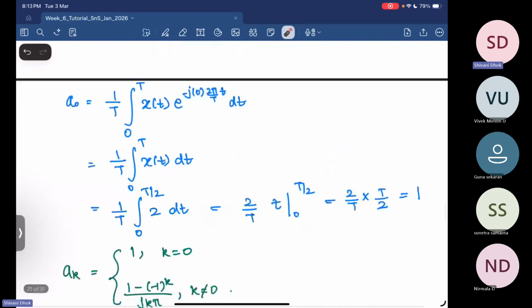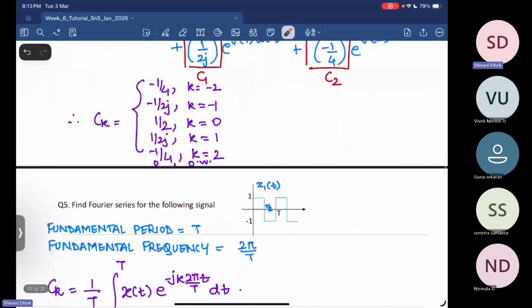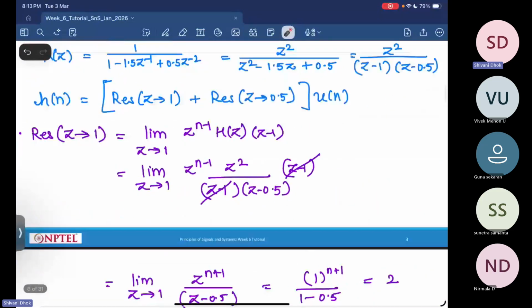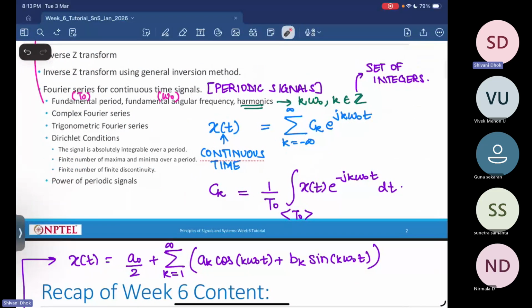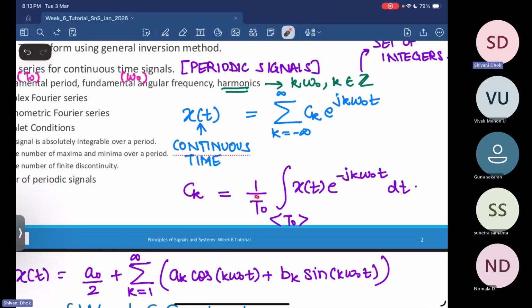Agreed. But how do you find your Fourier series? You go to the basic definition. You find a Fourier series coefficient as 1 by T naught, where T naught is your fundamental period, then you integrate x of t into e power minus jk omega naught t only over one period, not the entire time range. And for this period T naught, the range is our choice. On the entire time axis, whatever range you take, you will still get this. That's why.